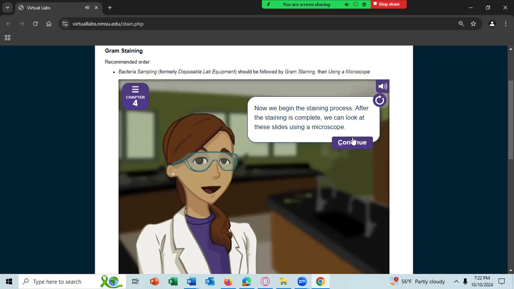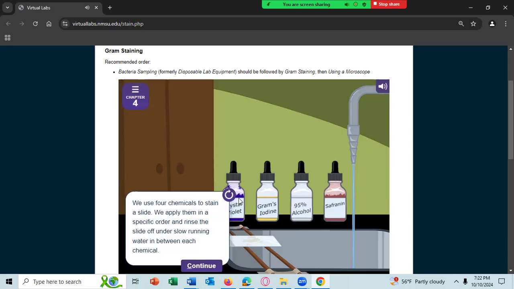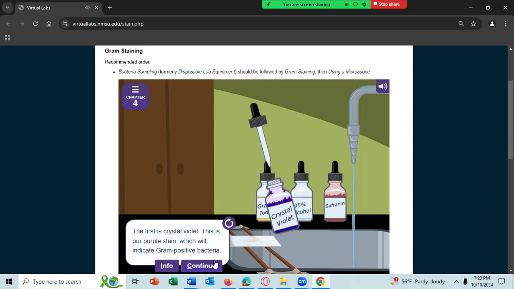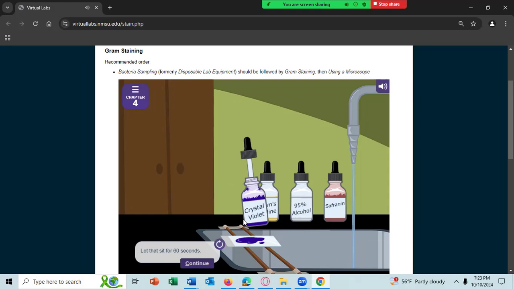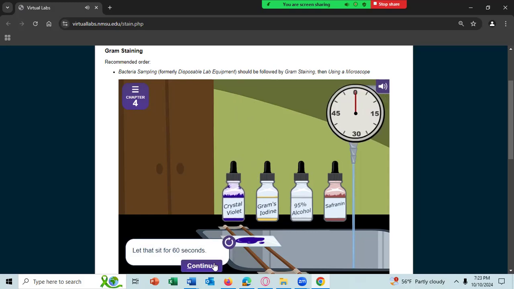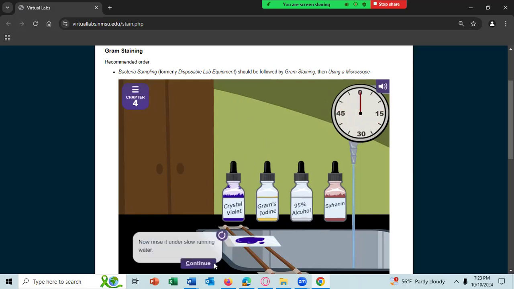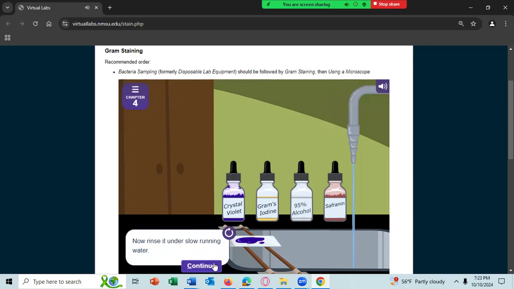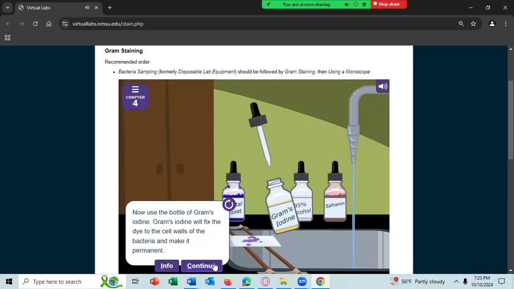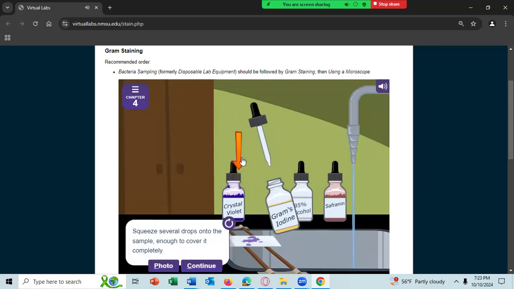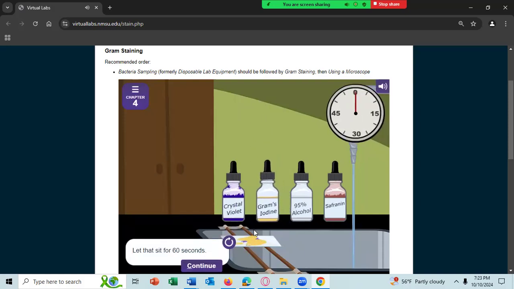Now we begin the staining process. We use 4 chemicals to stain a slide. We apply them in a specific order and rinse the slide off under slow running water in between each chemical. The first is crystal violet. This is our purple stain, which will indicate gram-positive bacteria. Using the dropper, squeeze out enough drops to cover your sample. Let that sit for 60 seconds. Now rinse it under slow running water. Now use the bottle of gram's iodine. Squeeze several drops onto the sample, enough to cover it. Let that sit for 60 seconds.